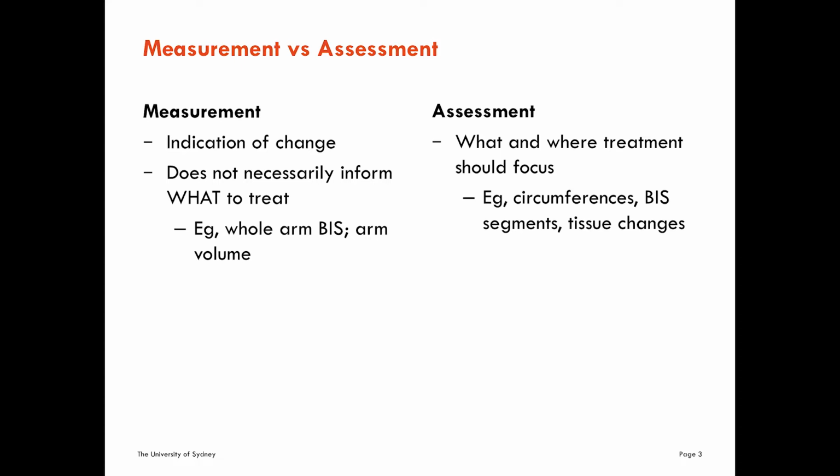Measurement, you want some sort of measure, like we heard this morning with the plastic surgeon, something to indicate there's been a significant change or not. It doesn't necessarily inform you where specifically to treat. For example, whole arm BIS tells you there's an issue or not. It's not telling you that there might be a specific problem in the forearm. Likewise, whole arm volume tells you there's a problem. Assessment is telling you exactly where the problem is.